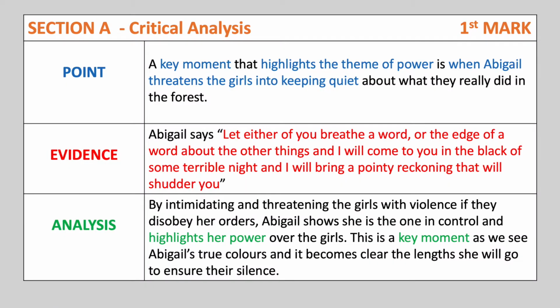The final step is to explain how your quotation proves your point. In this case, how it highlights the theme in the key moment you've identified. By intimidating and threatening the girls with violence if they disobey her orders, Abigail shows she is the one in control and highlights her power over the girls. This is a key moment as we see Abigail's true colours, and it becomes clear the lengths she will go to ensure their silence.